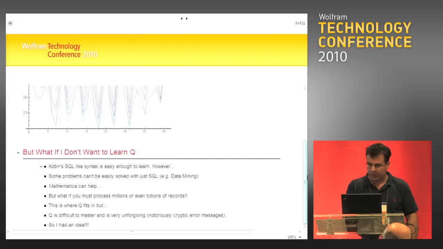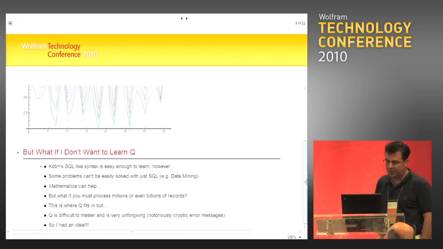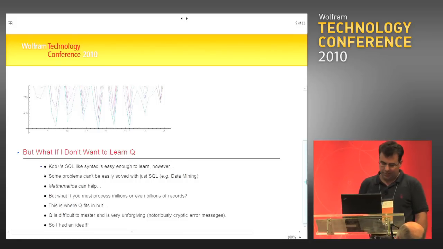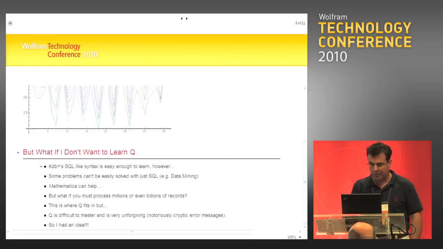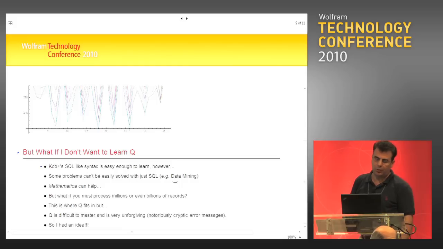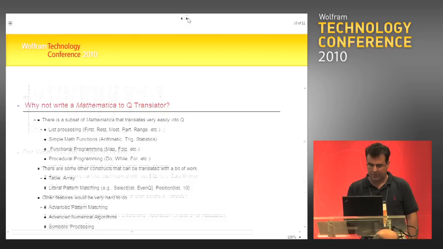So that's all well and good, but there's some learning curve, and there are some problems with learning Q. First of all, the SQL part of Q is not official SQL, but that's not a big barrier. But then there's also the Q programming language, and KDB gives very cryptic error messages when things go wrong. So what I really want to do is program purely in Mathematica.